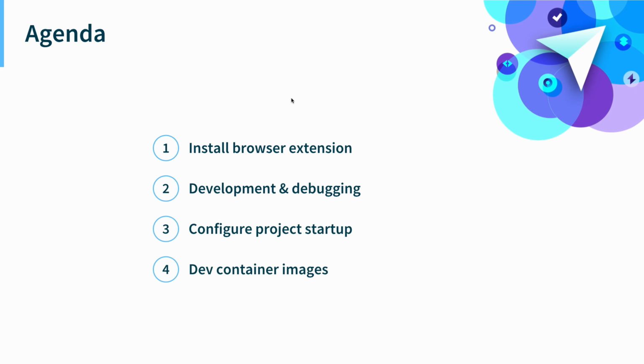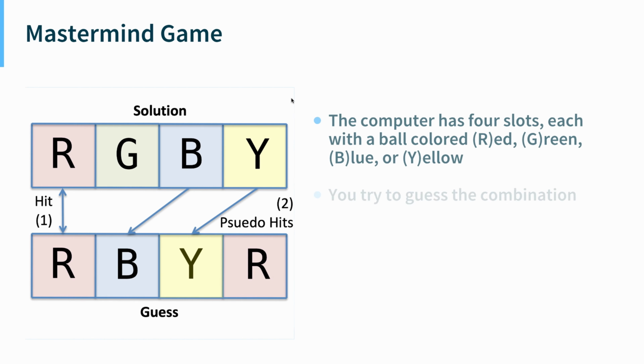We're going to show you how to quickly install the browser extension. It's not strictly speaking needed, but it'll make your life a lot easier. Then we'll get into development and debugging of standalone Java applications as well as web applications. We'll show you how to automate the project startup so developers can be productive the second they open their DevSpace, and also take a look at the default container image and what other ones are available.